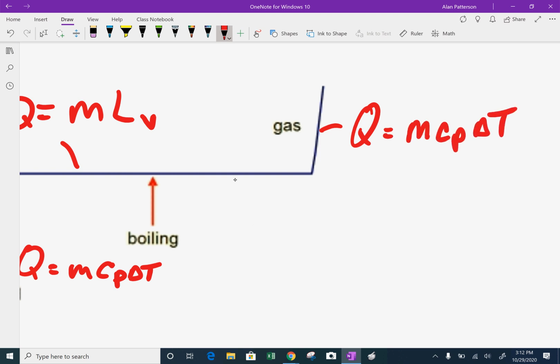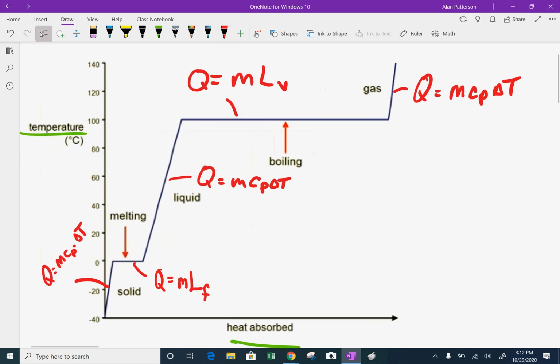Now, once again, let me remind you that specific heat, the C in all of these three right here, all have different values because they are different states of matter. They have specific heats that are just that, specific to that state of matter.